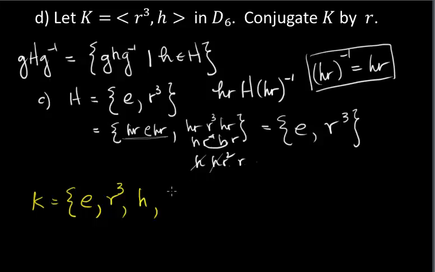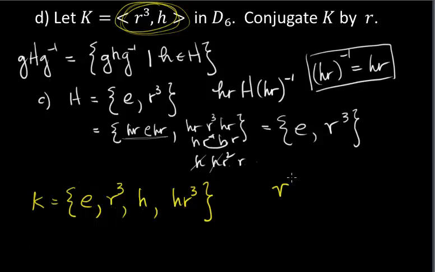Well, it turns out that R cubed commutes with H, so HR cubed is R cubed H, and this is all we get. If you multiply R cubed times HR cubed, you're going to get H. If you multiply H times HR cubed, you're going to get R cubed, etc. So it just has 4 elements in it. Again, K was generated here by 2 elements, so it would be all powers of R cubed, all powers of H, and any products of those powers. So you have to sometimes use scratch paper and make sure you generate all the elements of the subgroup. All right, now we want to conjugate by R.